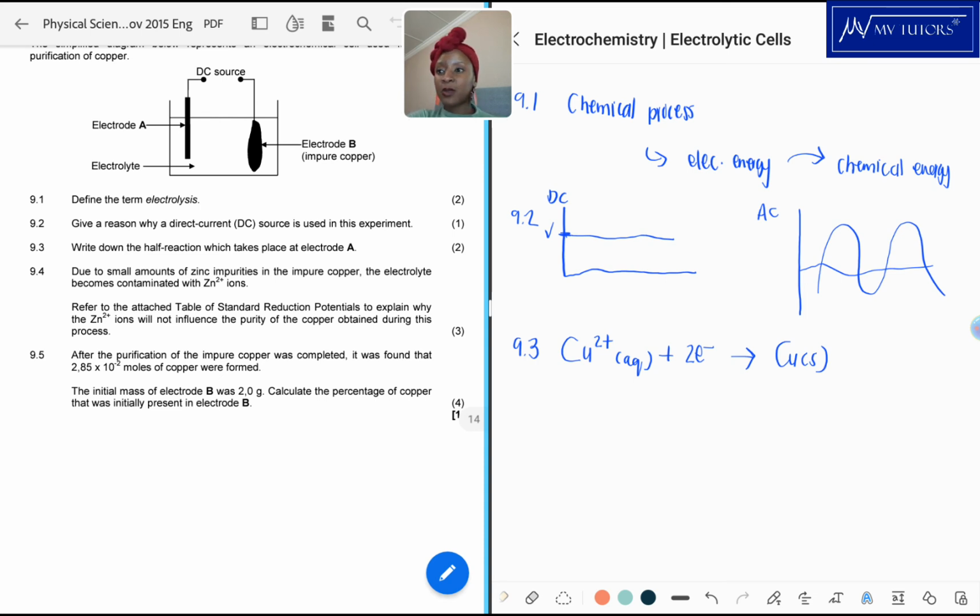It's quite valuable. All right, so 9.3, write down the half reaction that takes place at electrode A, which is the cathode. We've written it down.